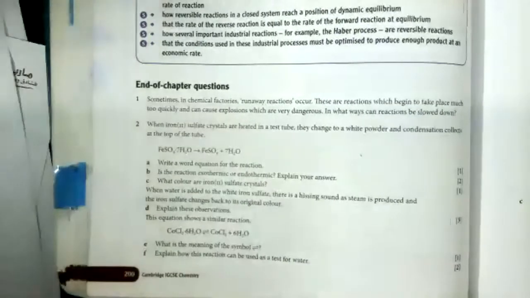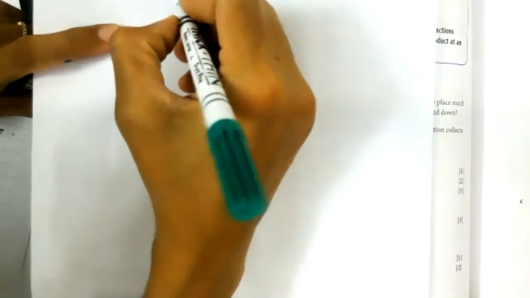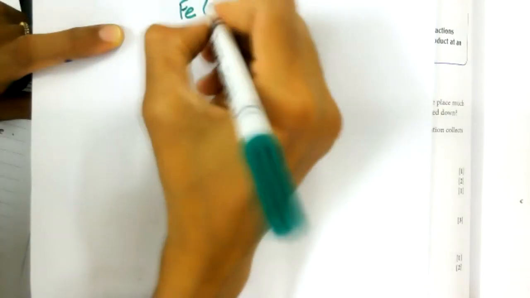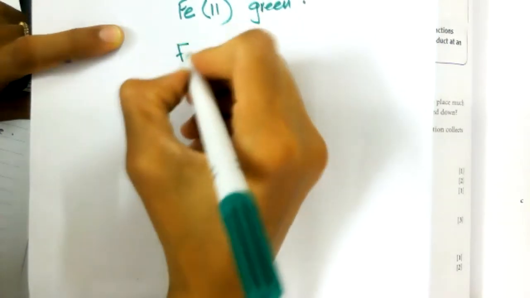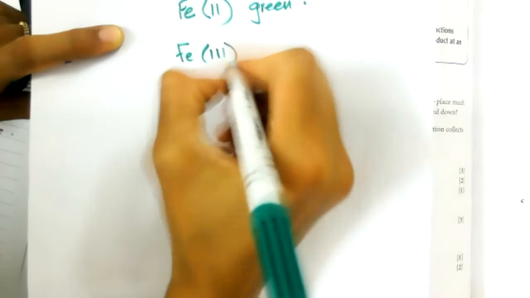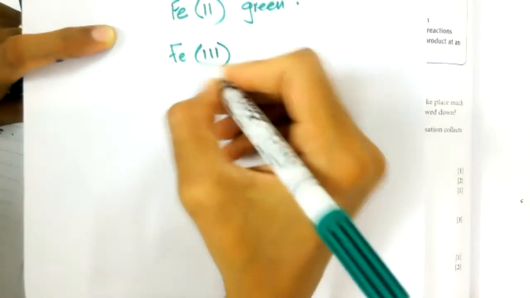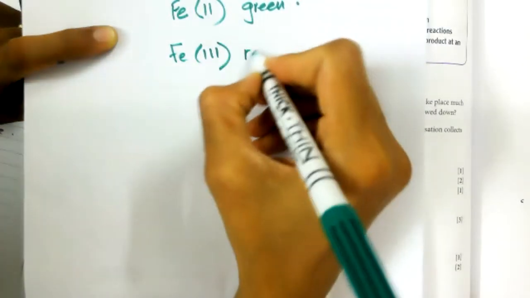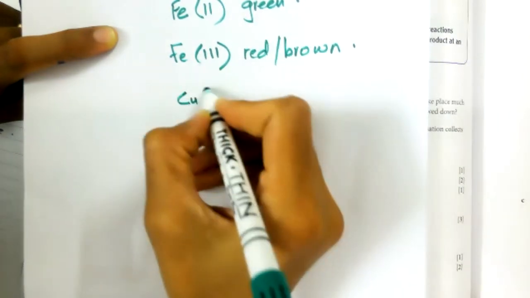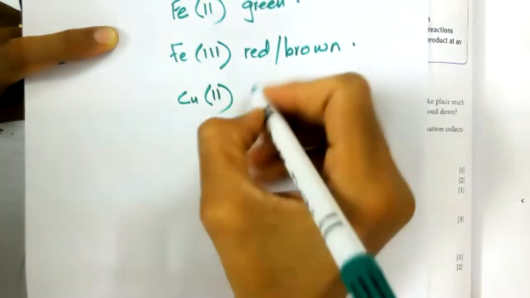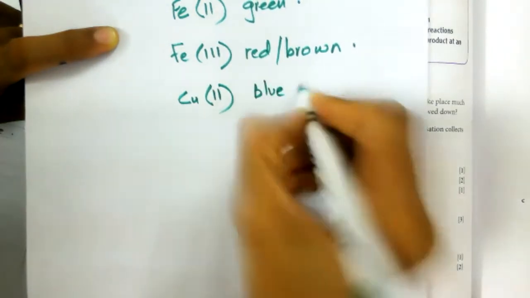Iron 3 ions are, well, by the way, it was there in some chapter, remember? Sundus, what chapter was it which gave the colors of all the ions? Last chapter, yeah. Iron 2 are green in color. Iron 3 are reddish brown. And copper 2 plus are blue in color.